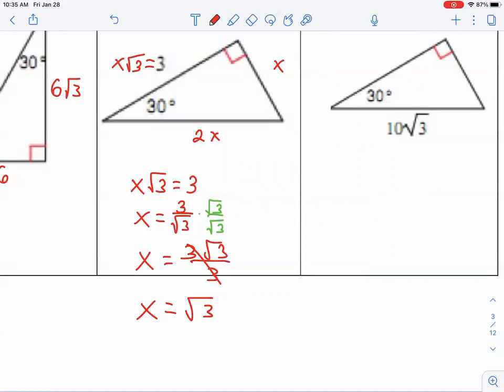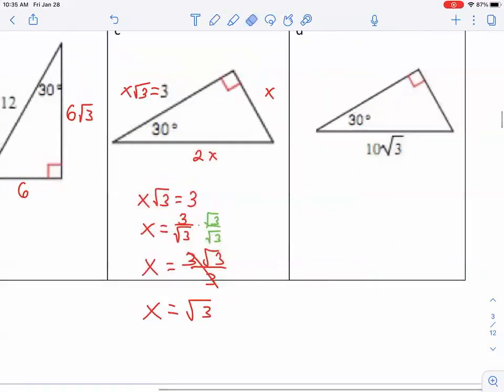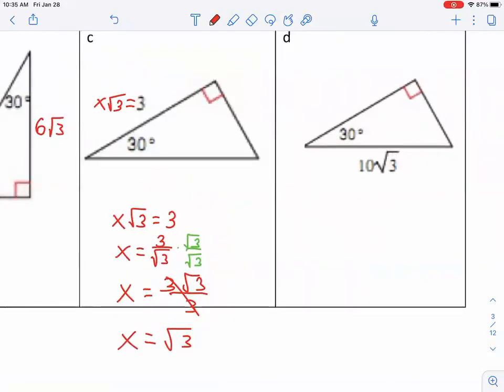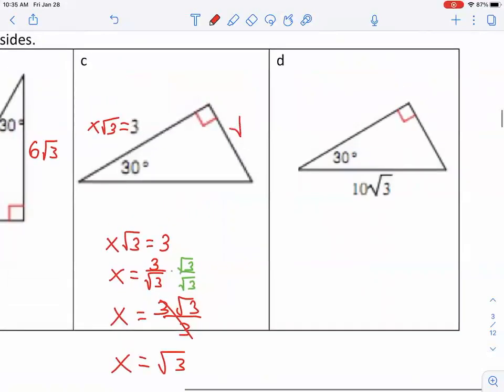So we had to do a little work there to figure out our x, but now I know the length of the other small leg is the square root of 3, and the hypotenuse is twice its size, or 2 root 3.